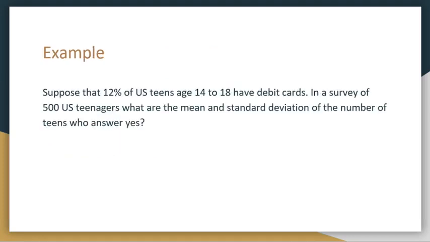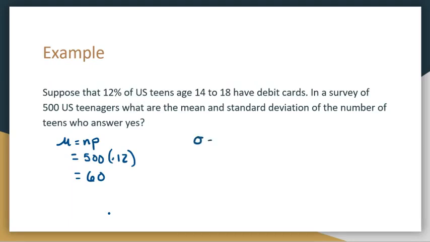So let's do an example. 12% of U.S. teens aged 14 to 18 have debit cards. In a survey of 500 teenagers, what are the mean and standard deviation? So mean is n times p. We have 500 teenagers, and they have a 12% chance of having a debit card. I multiply those 2 together, and I get 60. So in a sample of 500 teenagers, I would expect about 60 of them to have a debit card.